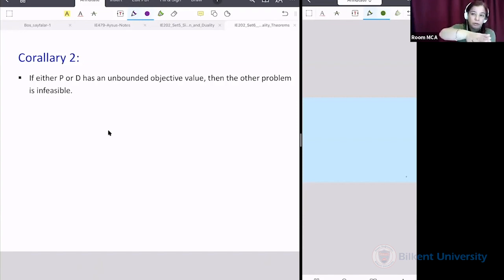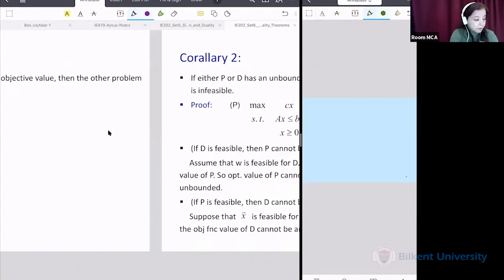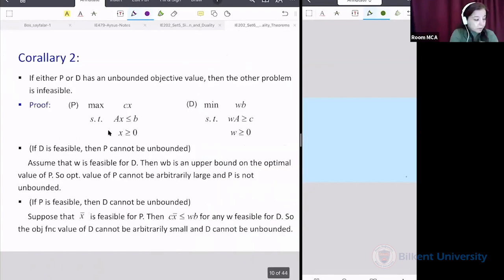Corollary 2 says, if one of these is unbounded, whether I'm trying to maximize or minimize, that means there is nothing in the other that gives me a bound, which means there is no feasible solution. That is the second corollary of the weak duality theorem. I just actually explained the proof. Yeah, let's go over the proof.